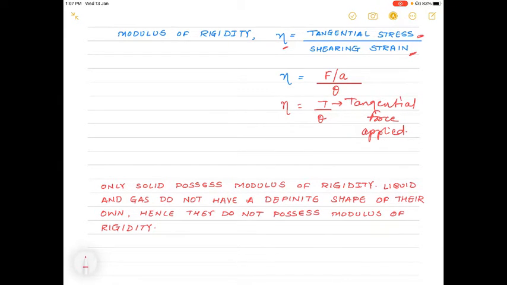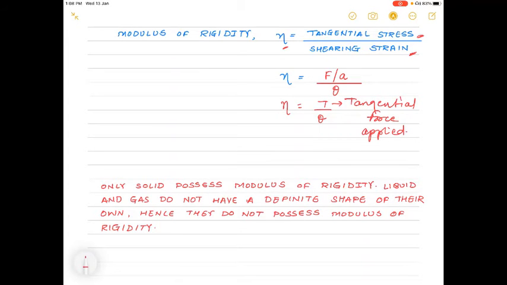Now, the units and dimensions of modulus of rigidity are those of stress or pressure. Like Young's modulus, only solids possess the modulus of rigidity. Liquids and gases do not have a definite shape of their own, hence they do not possess modulus of rigidity. Hence, only solids possess all three types of elastic constant, while liquids and gases possess only one elastic constant, which is bulk modulus. Why? Because it depends upon the volume change.